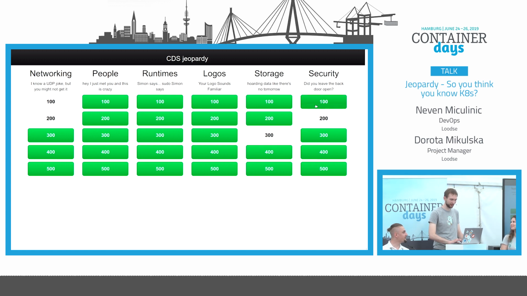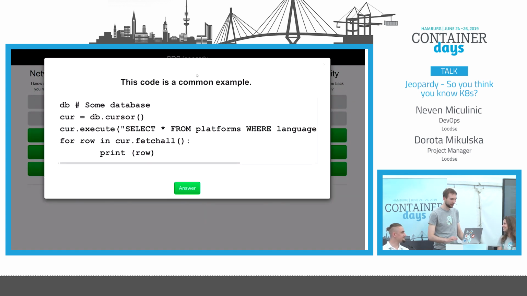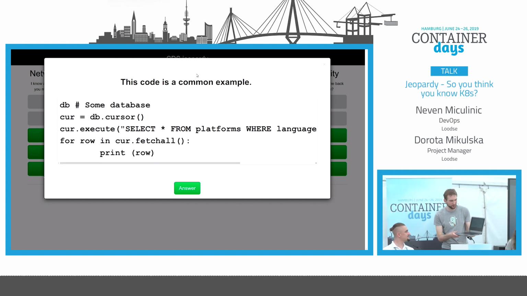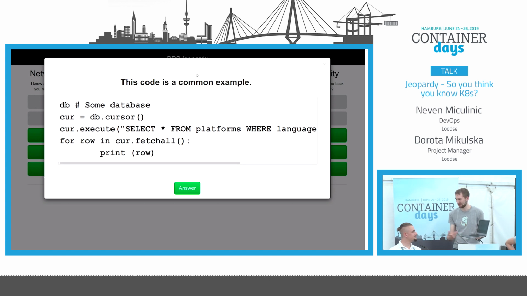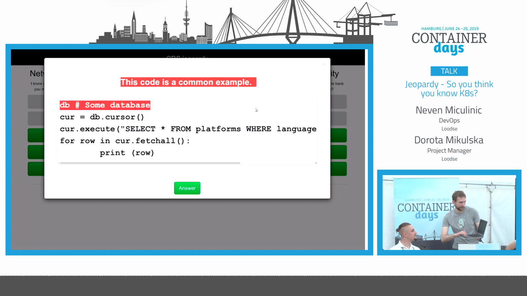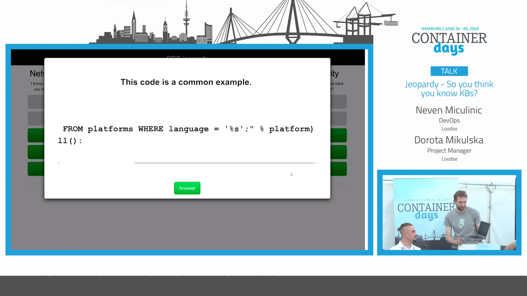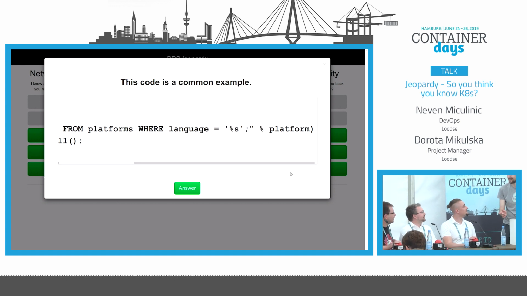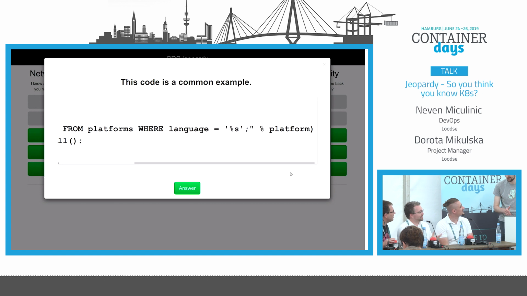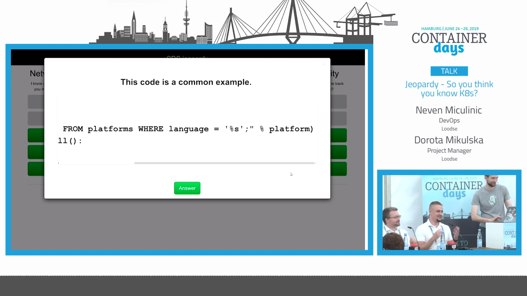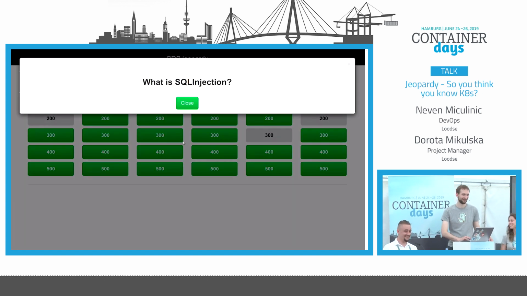Security for 100. Okay, this is a common code example, you will all see. This is an example of what? Security related. Yeah, that's important. I think he was first. What is SQL injection? Yes, well done, well done.